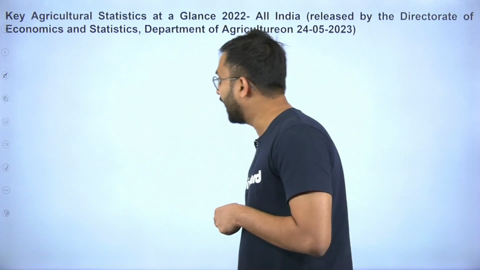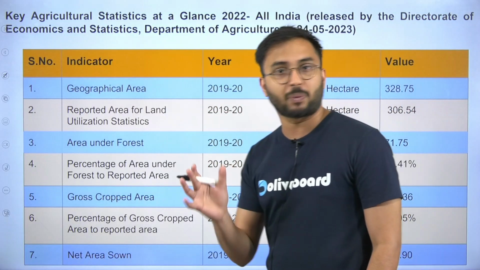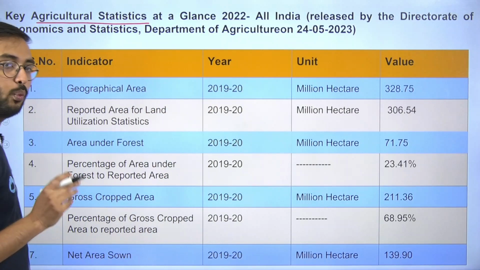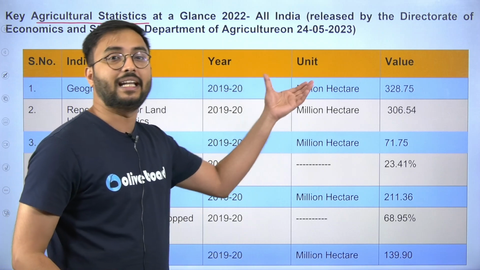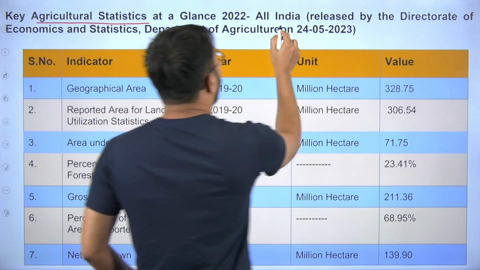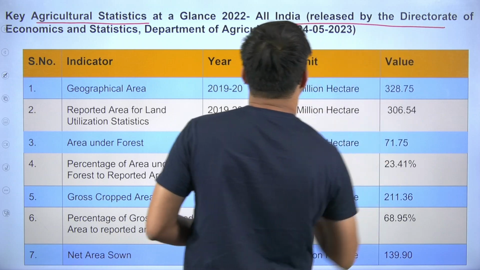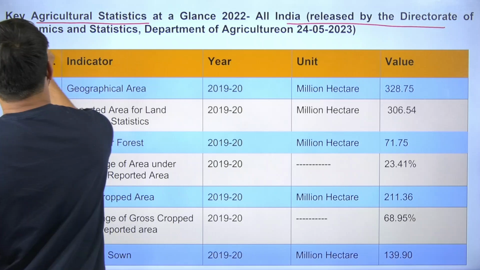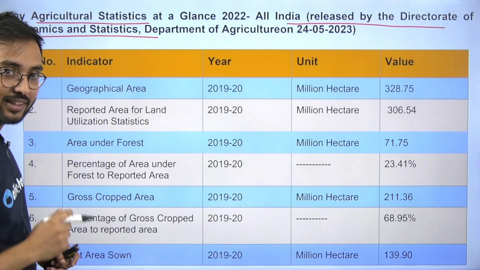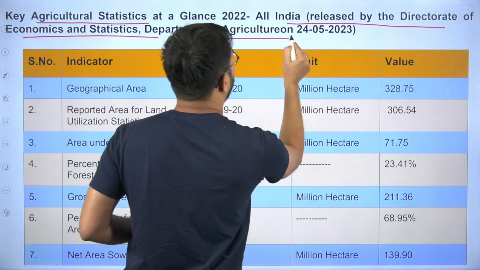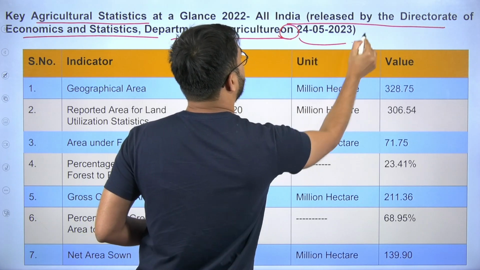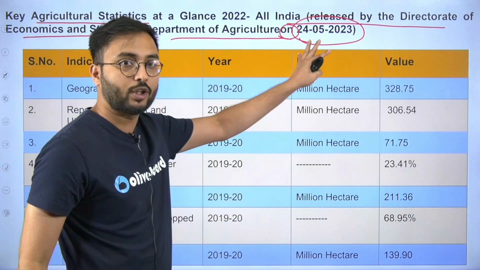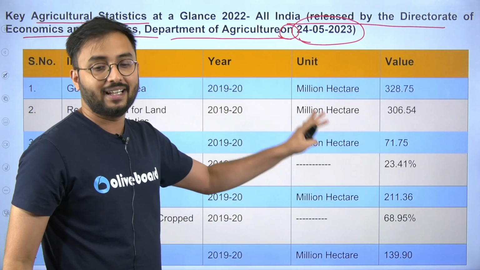Okay, so let's now discuss the first important aspect I told you, that is our key agricultural statistics which we are looking at with our recent data. The recent data is All India data which has been released by the Directorate of Economics and Statistics, which is under the Department of Agriculture, and the latest data is according to the date 24/5/2023. That means the data we are looking at is the very latest one.